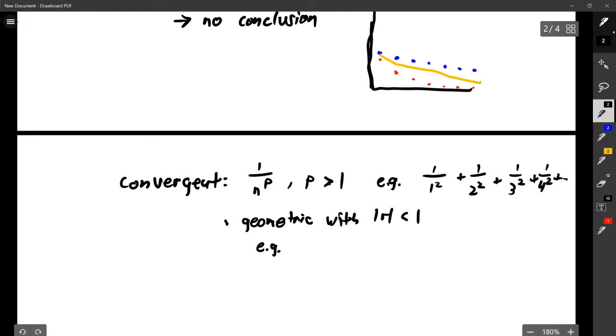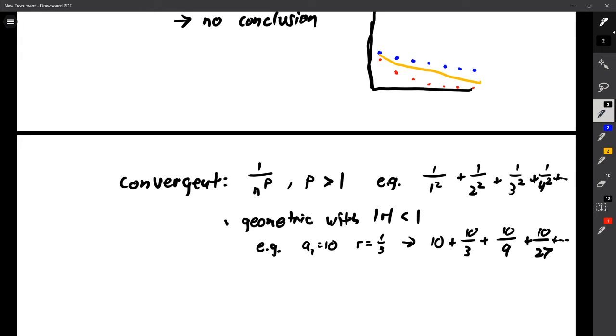So an example here might be something like, let's just say we had an a sub 1 of 10 and an r of 1/3. So then what would that be? That would give us 10 plus 10 thirds plus 10 ninths plus 10 27ths, where each term we're multiplying by 1/3. Okay, so any geometric with the ratio less than 1, we are convergent.